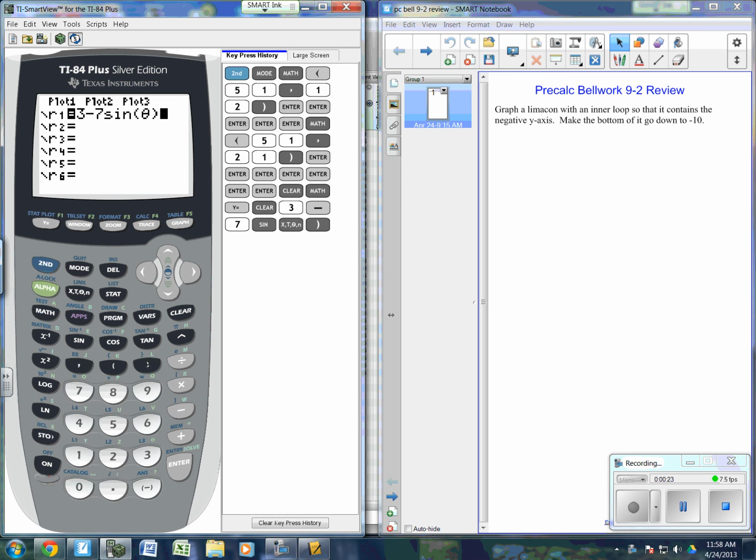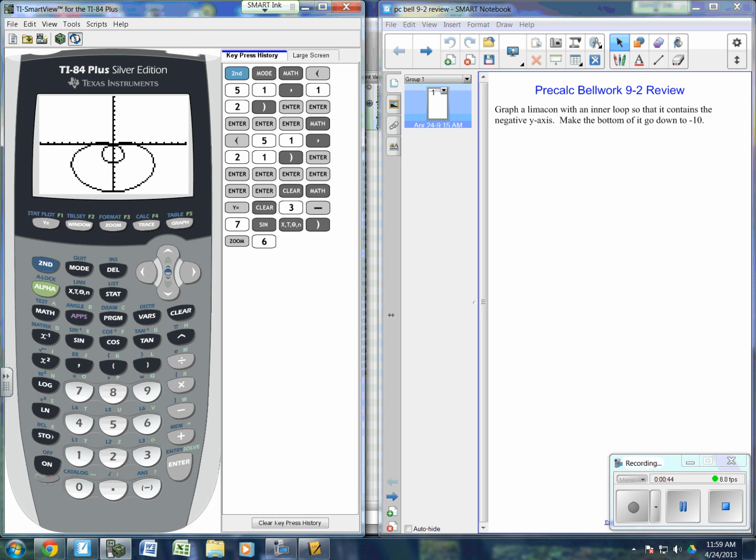I'm going to do zoom 6 for my window. That's a pretty darn good one. It goes right to negative 10. It contains the negative y-axis, and goes to negative 10. So that one works. Did anybody have another one?